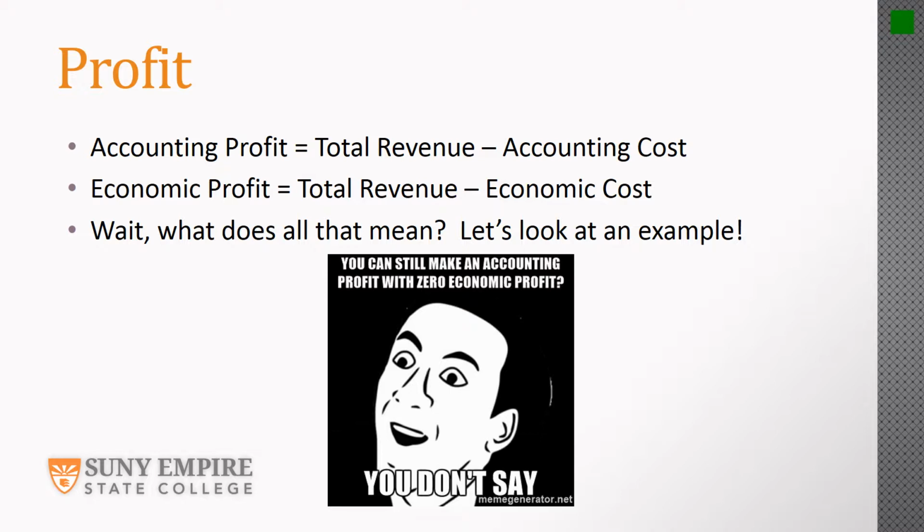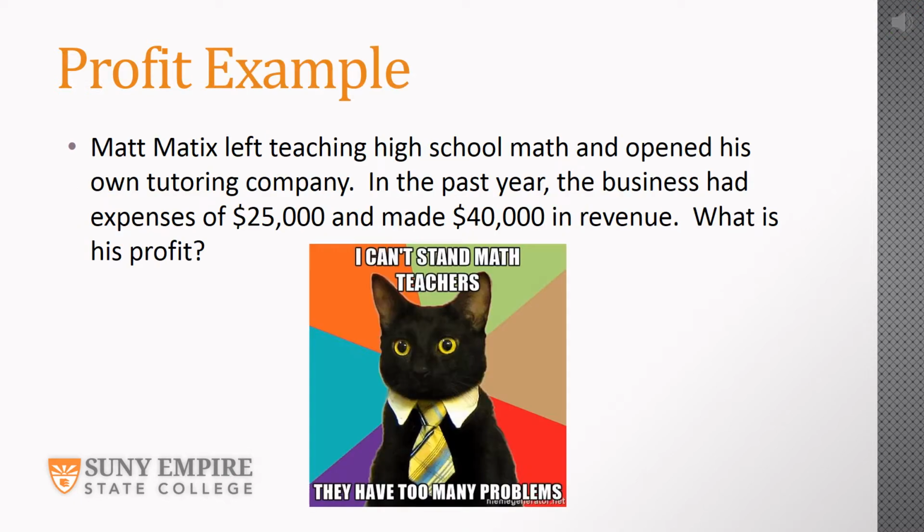Now that we know the difference between explicit and implicit costs, we can define accounting and economic profit. Accounting profit is the total revenue earned minus the accounting cost. Economic profit is the total revenue minus the economic cost. Simple, isn't it? Let's look at an example.